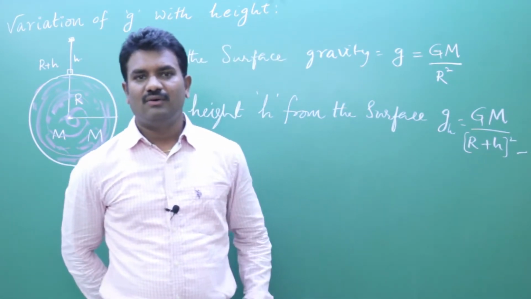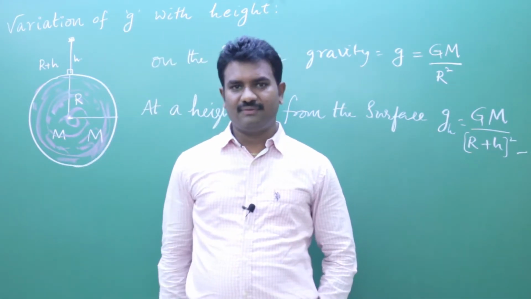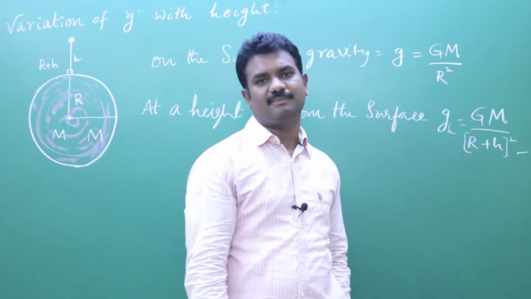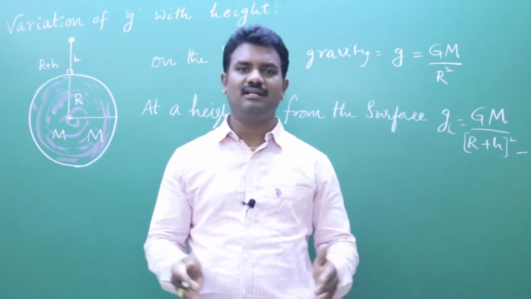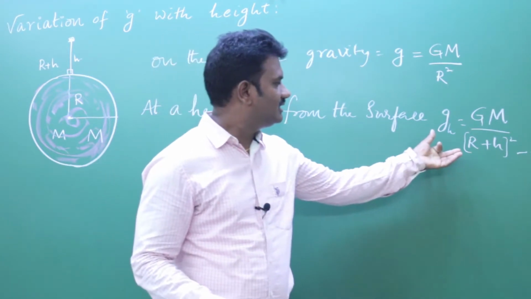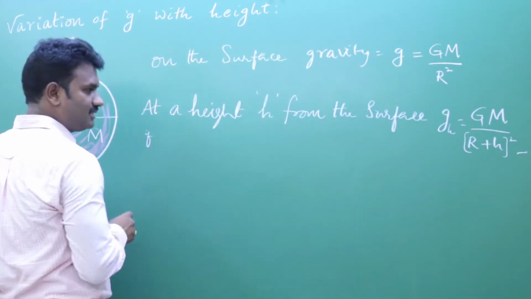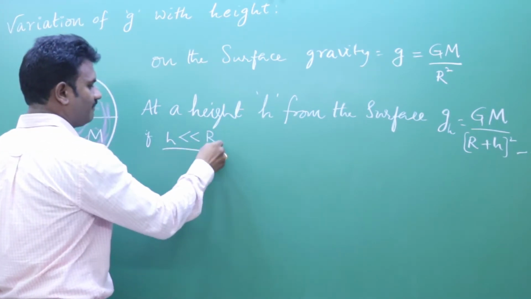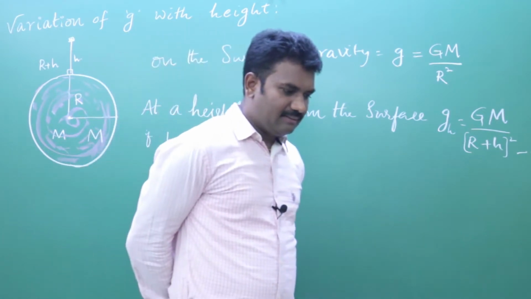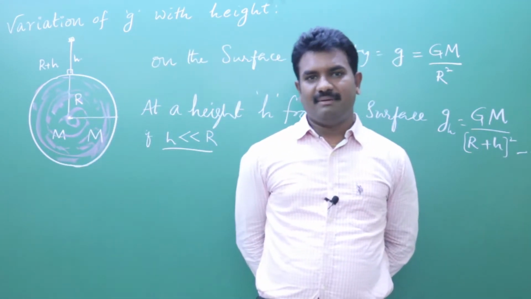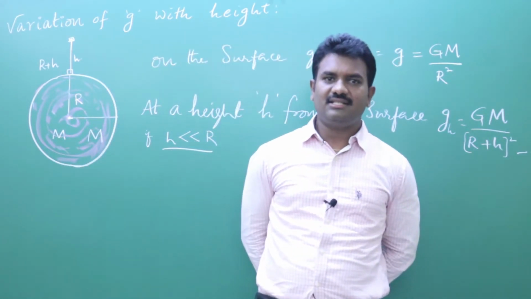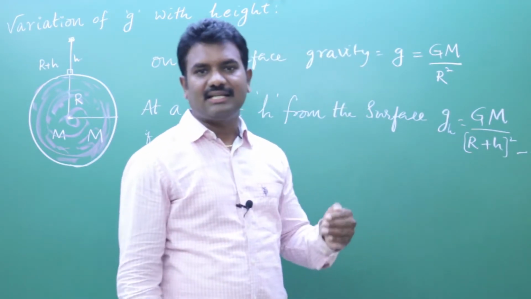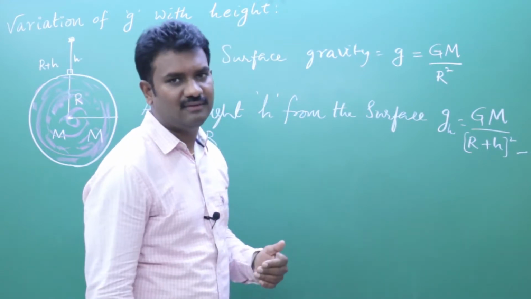Means h is half of the radius of the planet, 1/4 of the radius of the planet, or 1/10th or 1/20th of the radius of the planet. Like this, if it is comparable to the radius of the planet, this is valid. But if h is much less than the value of R, for example, the radius of the planet may be in kilometers whereas the height is in meters, then this formula is not valid. In that case, we have to find one more formula.